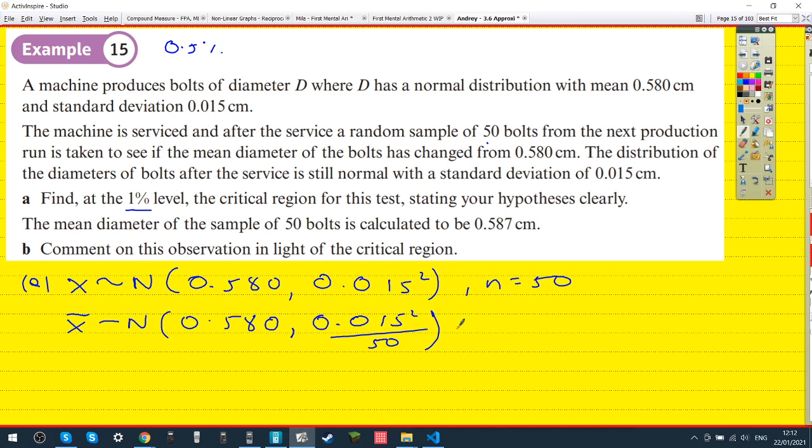How do we do this one? We want to say the probability that the sample X is greater than some number gives us 0.5%, 0.005. We have to find what number does that. Any idea how we go with this one?